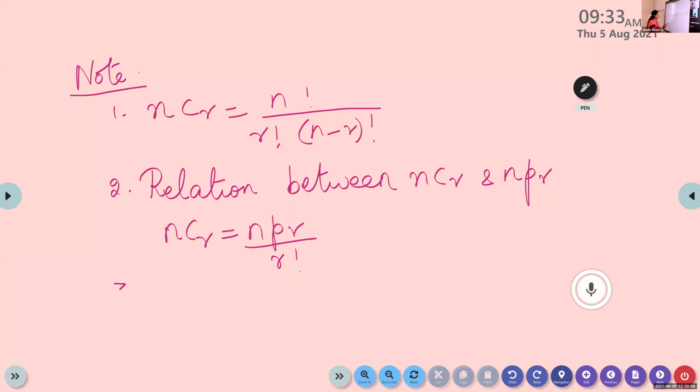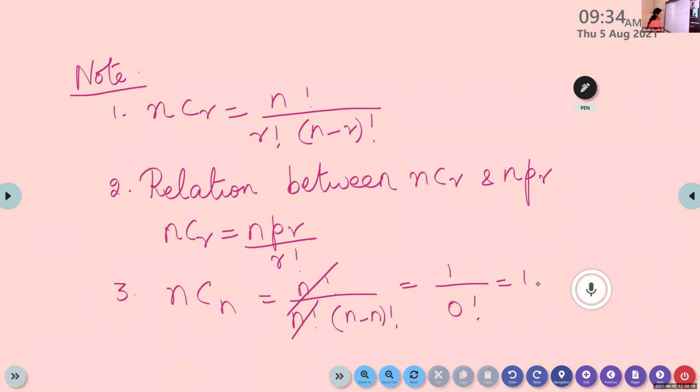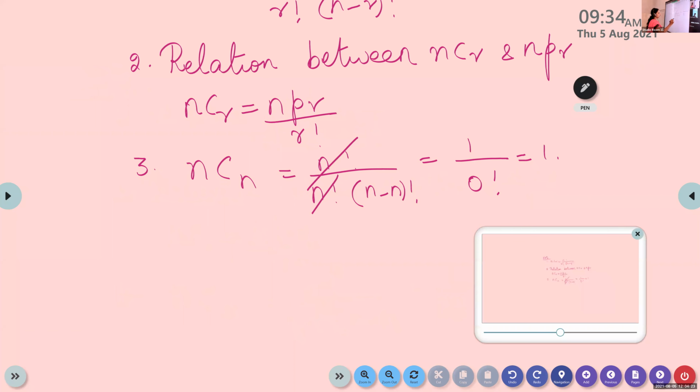Now, third one. Find out what is NCN. Calculate and tell me the value of NCN. It's N factorial by N factorial into N minus N factorial. So N factorial cancels. We get 1 by 0 factorial. What is 0 factorial? It is 1. So we get NCN is equal to 1.